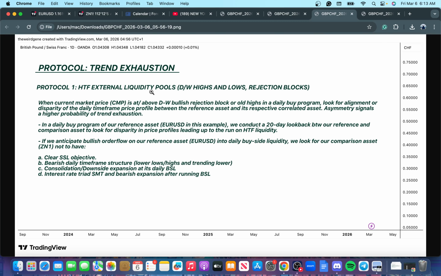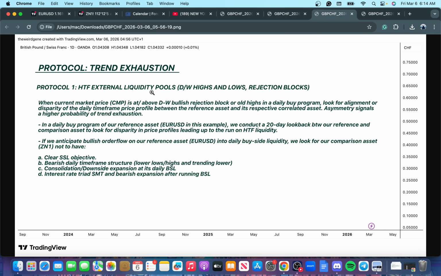So what are we looking for? We're looking for signs that the market should continue after trading through that external range liquidity pool, or signs that the market should not see follow through after trading through that external range liquidity pool. This is where the concept of daily price profile symmetry comes into play, and this is where it becomes really crucial.